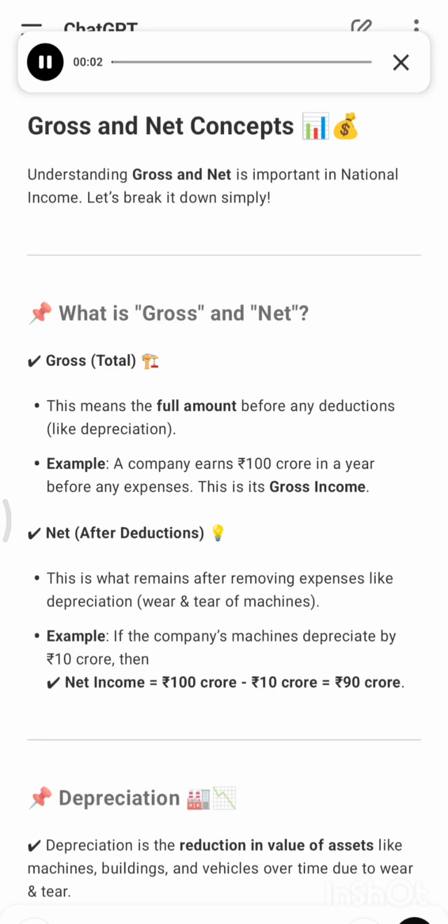Gross and net concepts. Understanding gross and net is important in national income. Let's break it down simply. What is gross and net? Gross, total. This means the full amount before any deductions like depreciation. Example, a company earns 100 crore in a year before any expenses. This is its gross income. Net, after deductions. This is what remains after removing expenses like depreciation, wear and tear of machines. Example, if the company's machines depreciate by 10 crore, then net income equals 100 crore minus 10 crore equals 90 crore.